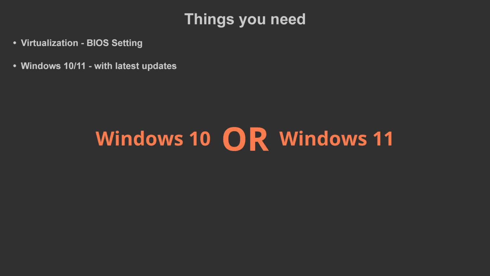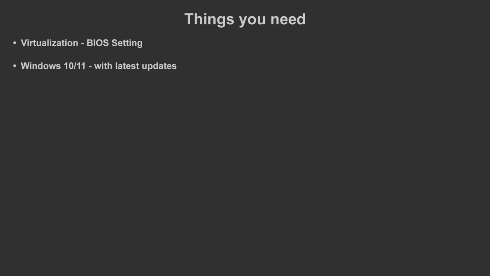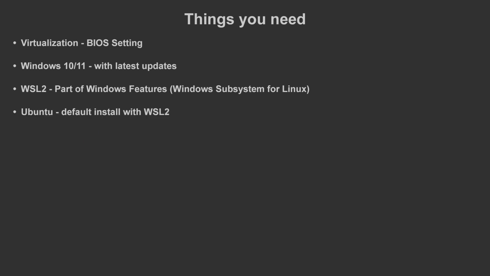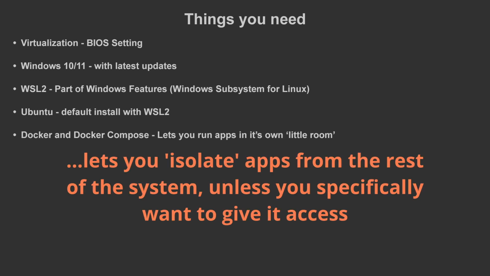Windows 10 or 11 with the latest updates. Make sure you've installed the latest updates. WSL2, that is the Windows Subsystem for Linux. That is part of the Windows features, so you can just enable that. Ubuntu is a default install with WSL2, and I'll show you soon how you can do that.